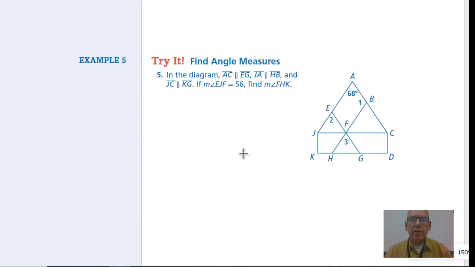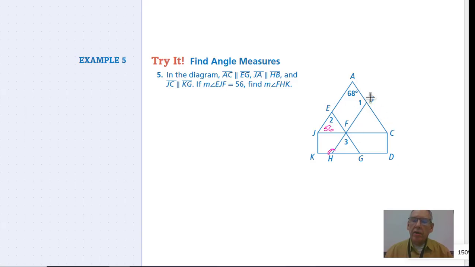So like this last one down here, I got these parallel lines. EJF is 56. And we want to find FHK. We want to find this angle measure right there. So let's see what we got. These lines are parallel. So let's see, what could we do? It's not going to help us much there.